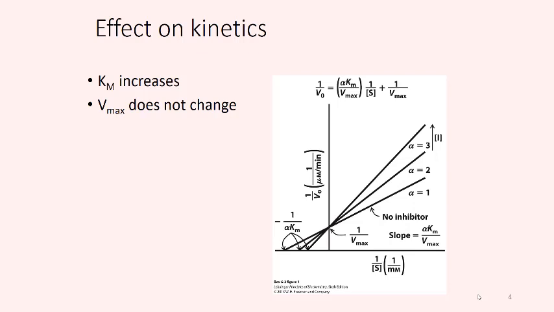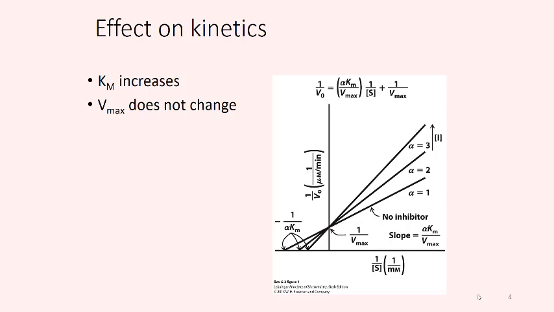This is because if the inhibitor is competing with the substrate for binding, a higher concentration of substrate needs to be present to outcompete the inhibitor and achieve half of Vmax. However, once the substrate binds, chemistry proceeds as normal, so the Vmax does not change.